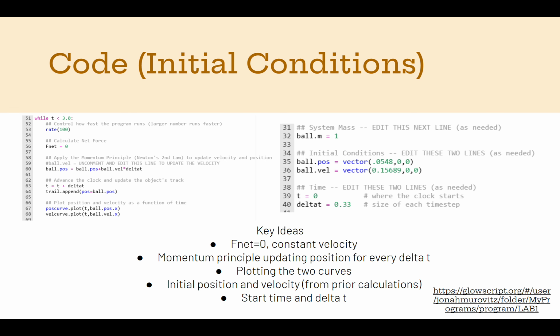Computational model. So key ideas behind our computational model: the net force equals 0, line 56. Constant velocity, as stated before. The momentum principle on line 60, updating the position for every delta t. Lines 67, 68. Plotting the two curves, the position versus time graph and a velocity versus time graph, and then lines 35, 36, the initial position and velocities that we calculated 2 slides before, and lines 39 and 40 show that time starts at 0 and our time size of each time step is 0.33 seconds.